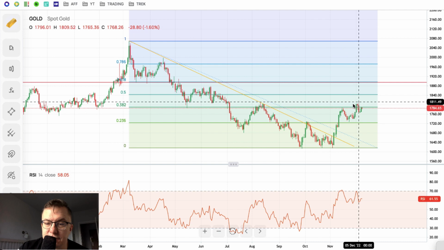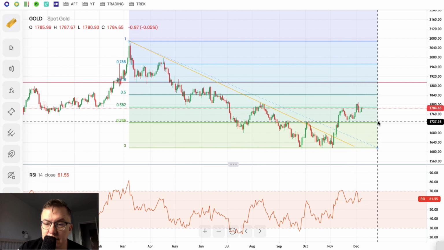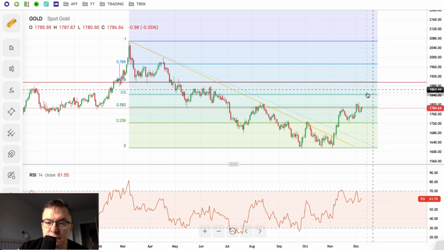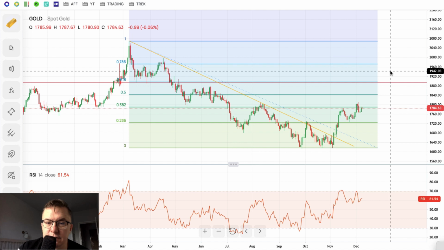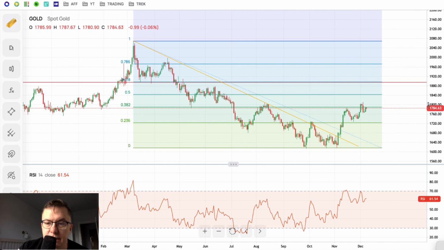Slight bearish divergence here, so we expect some kind of a pullback, and then a shoot for the 50% of the Fibonacci retracement, and then 61% of the Fibonacci retracement. So this is the outlook for the gold. The breakout continues. Higher levels are expected after the local pullback is completed.